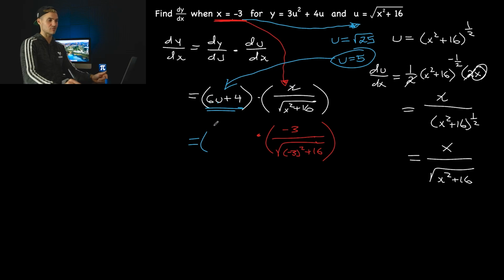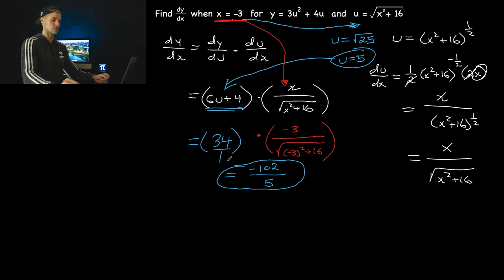So that'd be 6 times 5, which is 30, plus 4, that would give us 34. And then from here, we just have to multiply these, right? So this is like 34 over 1. So 34 times -3, that would give us -102. And then this is going to be root 25. Root 25 is just 5, like that. So this ends up being -102 over 5. That ends up being the final answer for this question.